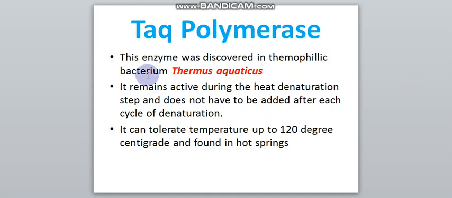Taq polymerase. This enzyme was discovered in a thermophilic bacterium called Thermus aquaticus. It remains active during the heat denaturation steps and does not have to be added after each cycle of denaturation. It can tolerate temperatures up to 120 degrees centigrade and is found in hot springs.